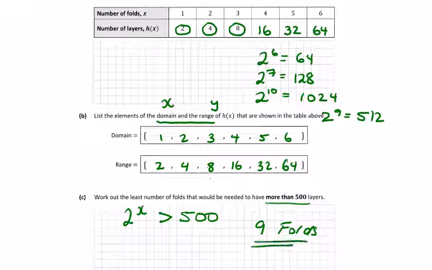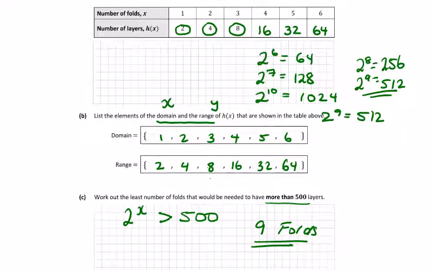We could keep on building up from 2 to the power of 7, 2 to the power of 8, 256, and then obviously 2 to the power of 9 is 512. So a little bit of trial and error gets you there quite quickly here. 9 folds.